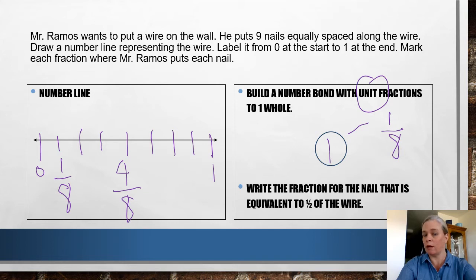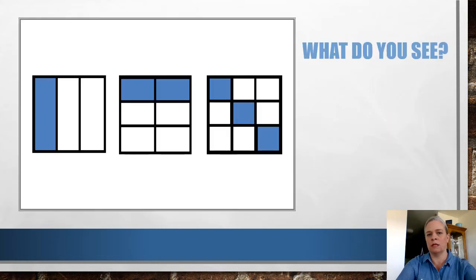So if you had 4 M&Ms and I had 4 M&Ms, we'd share them equally. So our equivalent fraction for half on this number line would be 4/8. Okay, let's go to the next. Think about what you see on this slide.